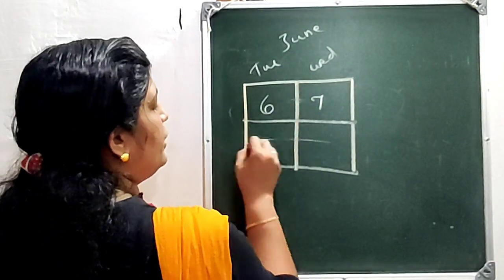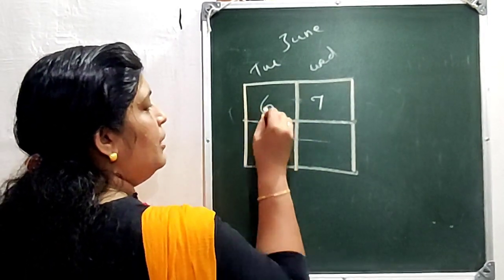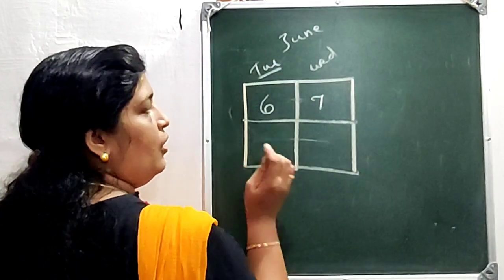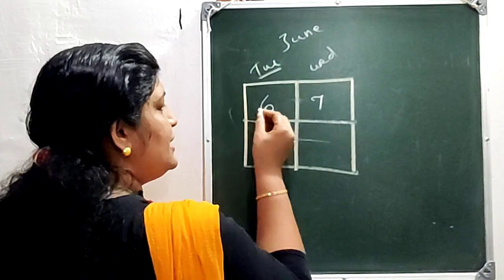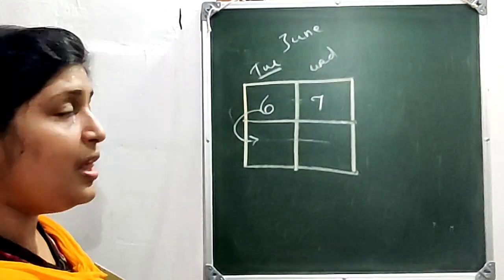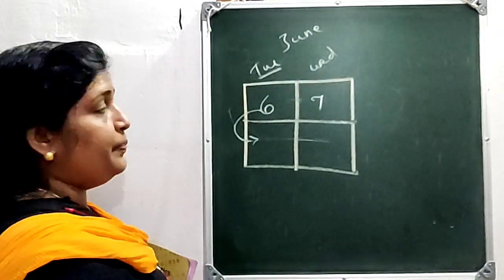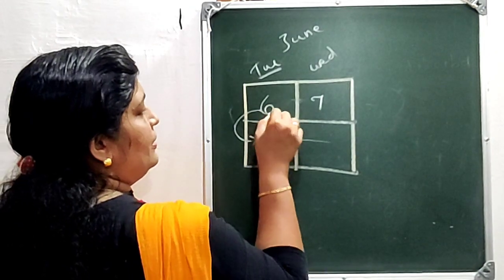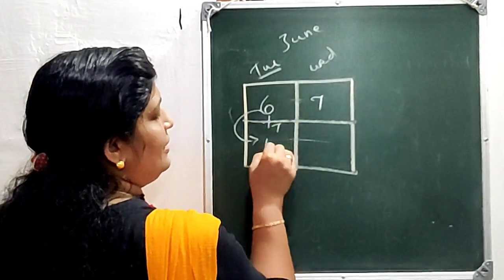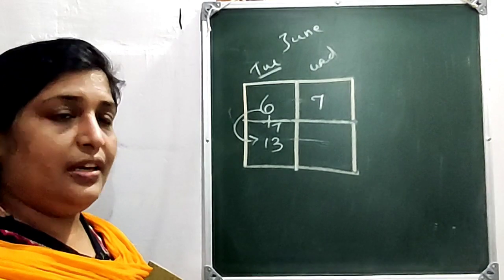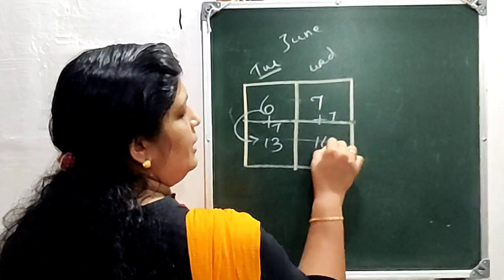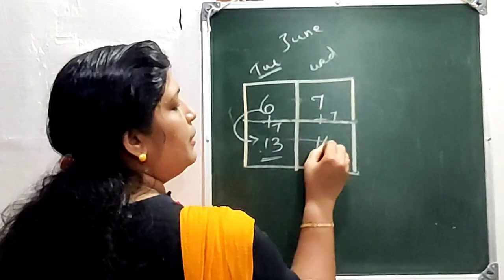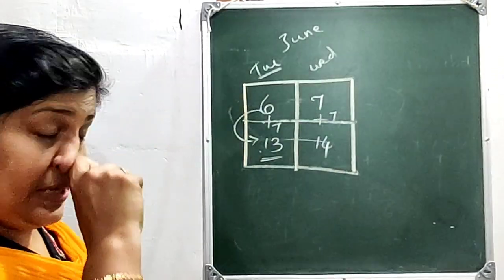So after 1 week, what will be the date of the next Tuesday? Yes, we know that, right? 1 week is 7 days. So this number is 6 plus 7, that is equal to 13. Then what about this number? That is 7 plus 7 is equal to 14, or this number plus 1 is equal to 14.